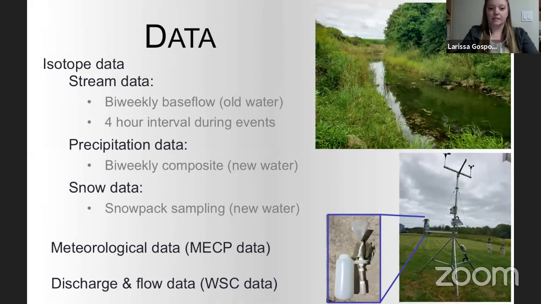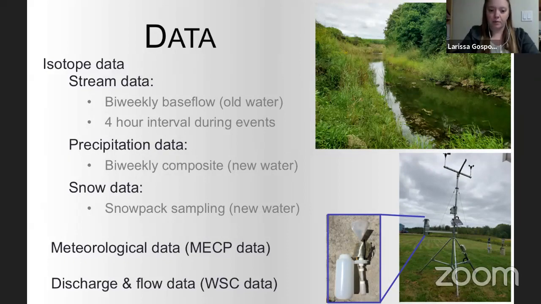We also collected stream samples during events at a 4-hour interval. And this was in collaboration with the Ministry of Environment, Conservation and Parks. And we collected precipitation data as well as snow data, and this was at a biweekly interval, and this gives us an idea of the newest water entering a catchment.